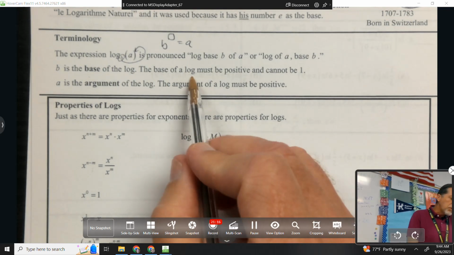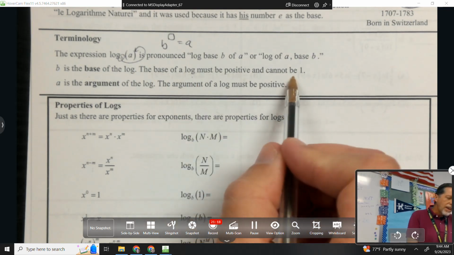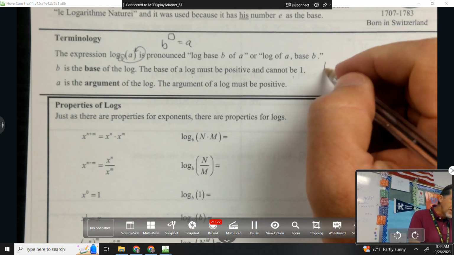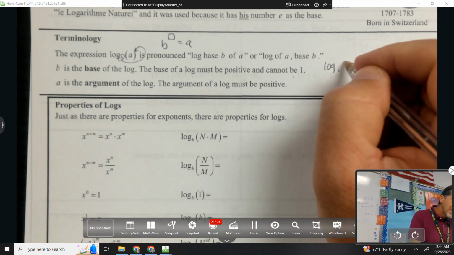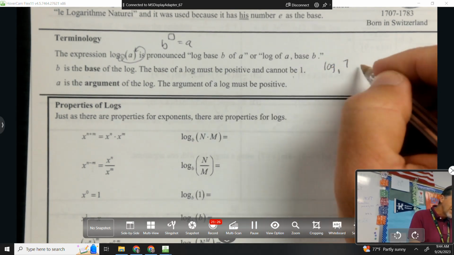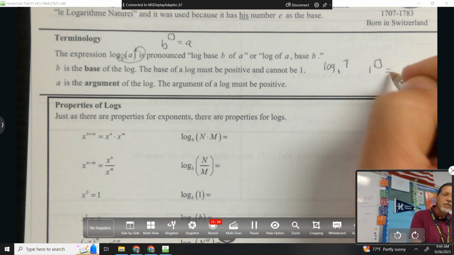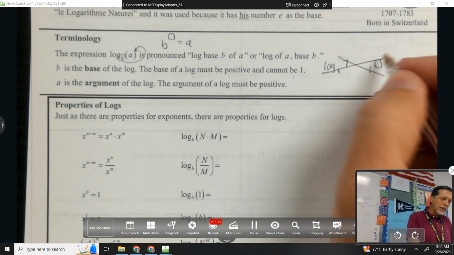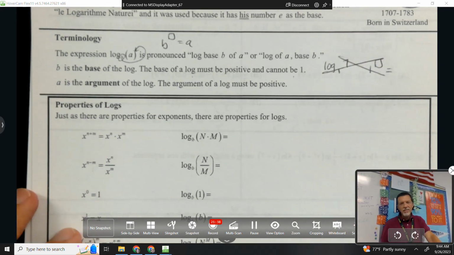The base must be positive and can't be 1. The reason it can't be 1, so you'd have 1 to something equals, but what's 1 to anything? 1. And so if you had a base of 1, you wouldn't really get anywhere. That doesn't even make sense. So it's got to be positive, and it can't be 1.